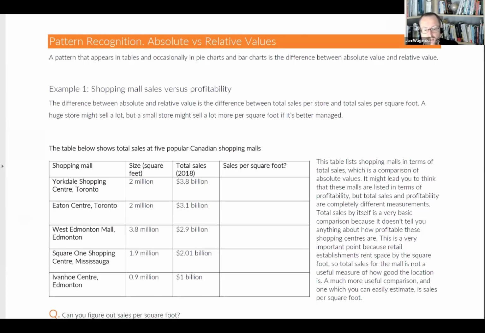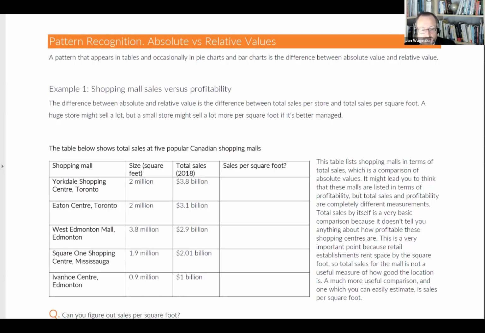Today's class is going to focus on tables. So we're doing Unit 3. We're seeing tables. And what I want to talk about is the difference between absolute and relative values.